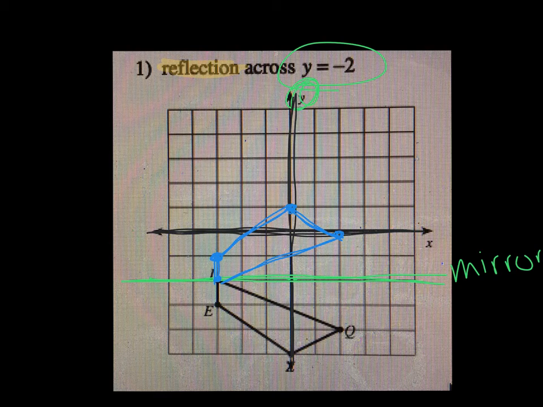So what you're going to go ahead and do is try the whole reflections practice. You're going to find where the reflection line is and then just flip your shape so it's on the other side of it.